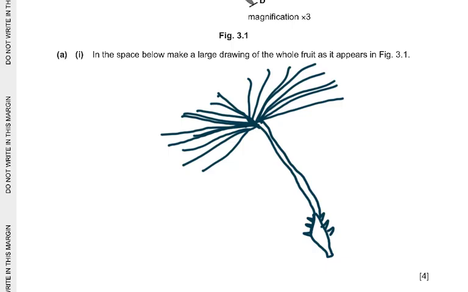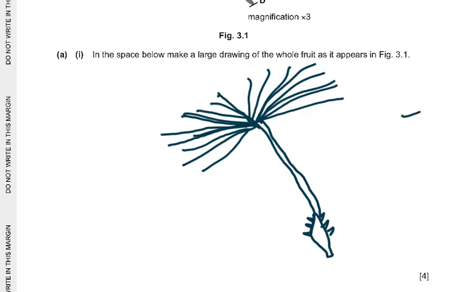The seed and the stalk was longer than the seed. So you shouldn't have made it otherwise, you should proportionally make it correct. So whole fruit is drawn with a sharp pencil, clear and continuous lines, no shading. So you got 1 mark for that.